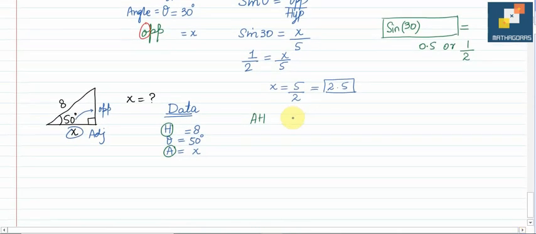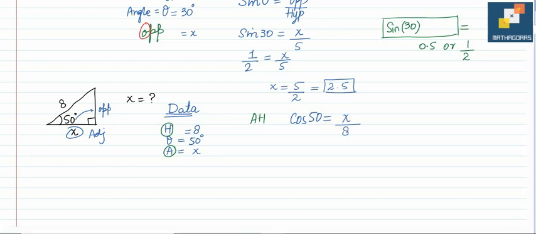So both is available in cos, but after cos, what makes the function complete is its angle. So cos 50 is equals to adjacent, which is x, over hypotenuse, which is 8. Now again the same question, what is cos 50? No need to worry about, your calculator gives you this answer.